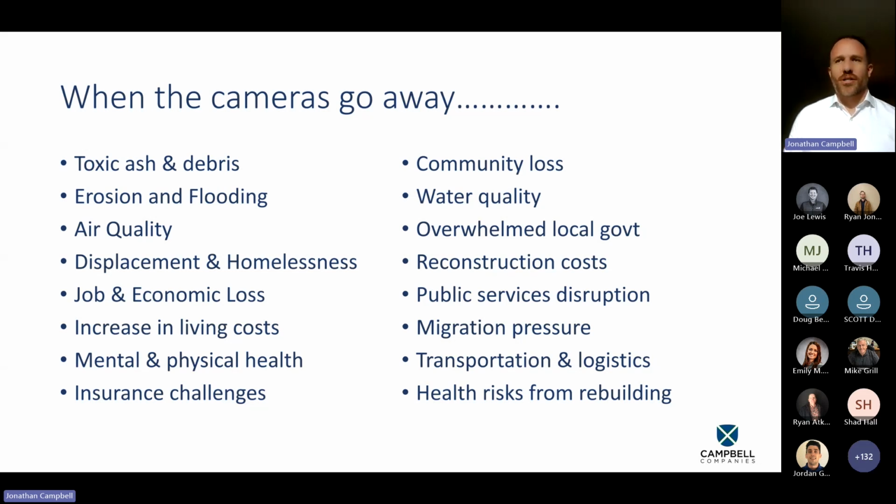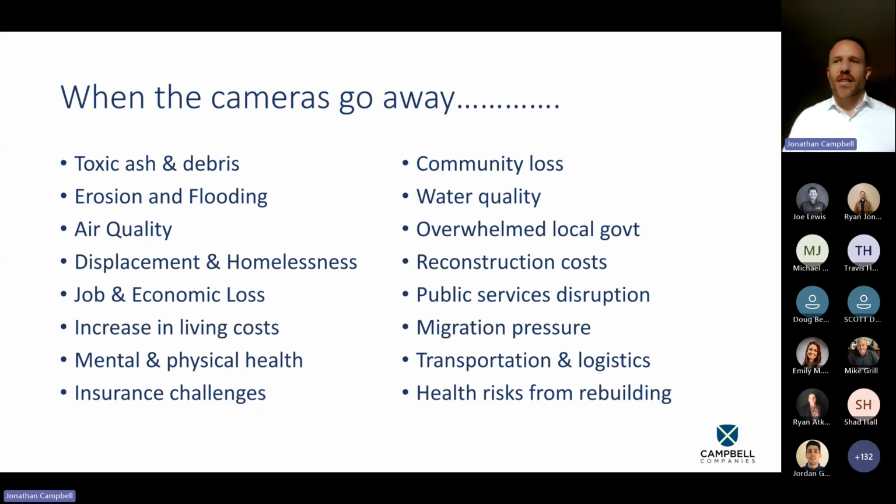You have community loss. You have people that have lived their entire lives there, sometimes for several generations. Their community has been completely wiped out. Where do they go? What do they do? You have water quality, local government that now has to deal with the aftermath here. You have reconstruction costs, public services distribution. How do they get those back online? You have migration pressure. Where do people go? What do they do? Transportation and logistics. You have health risks from just even being around the burned down buildings.